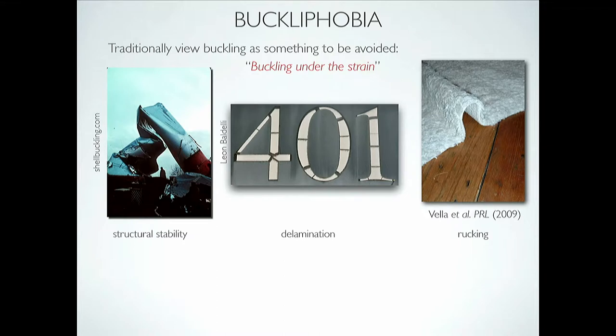But you see other examples of elastic instabilities, for example, in numbers that you use on your house, as they heat and cool differentially, you get this delamination instability. And if you have rugs or carpets, then you quite often get this little bump. Okay, so these are examples of instabilities that you may want to stop or prevent.